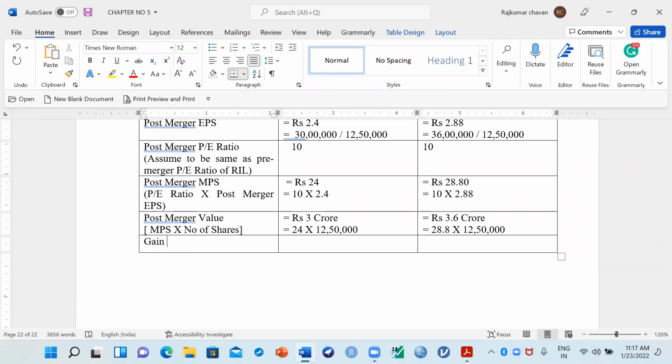In a small nutshell, how do we calculate gain to the shareholders for the acquiring firm? Gain or loss, we can say, to the shareholders in case of the first, which is the acquiring firm.